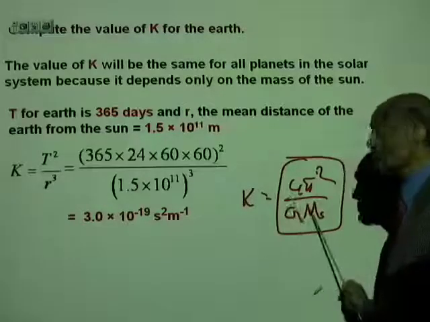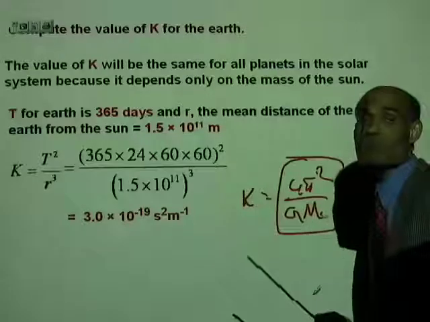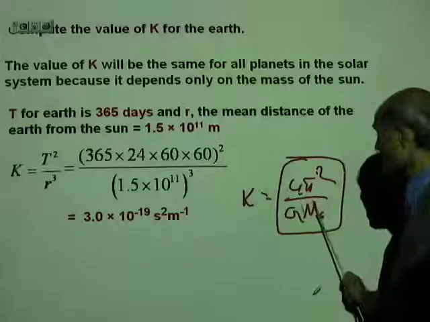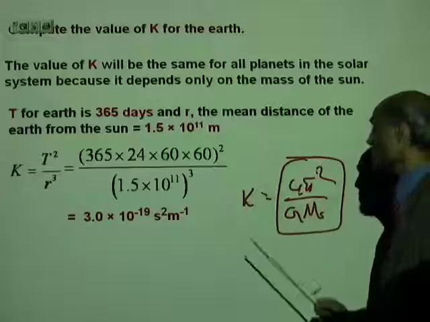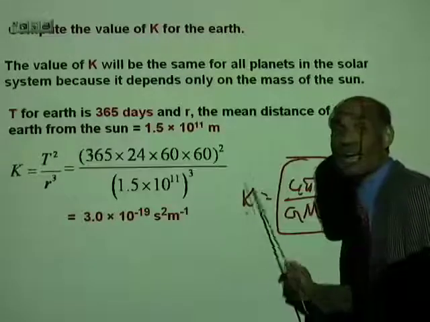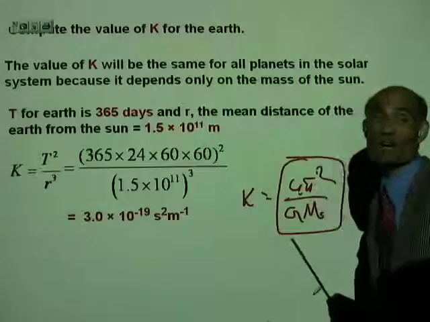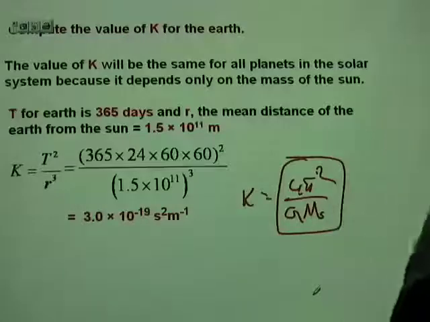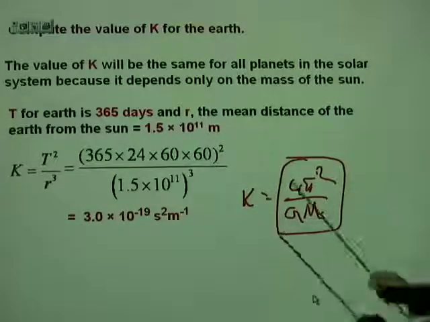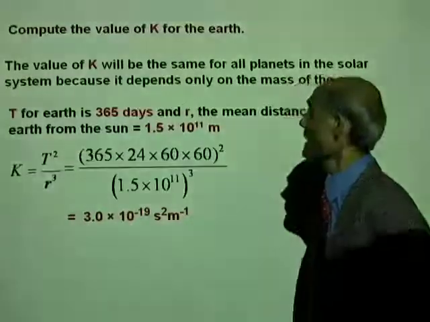I'm going to ask you to do that on your own and let me know. If you can send it to me, I will appreciate that. Calculate a value for the mass of the Sun using the value of K we calculated for Earth. Okay, let's move on.